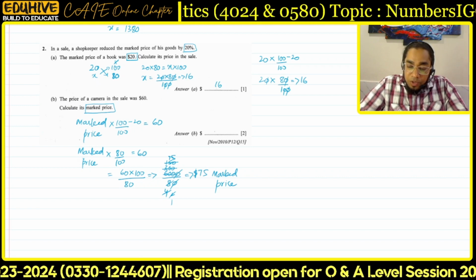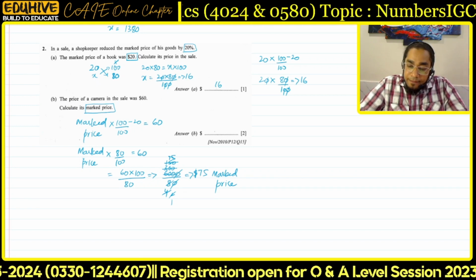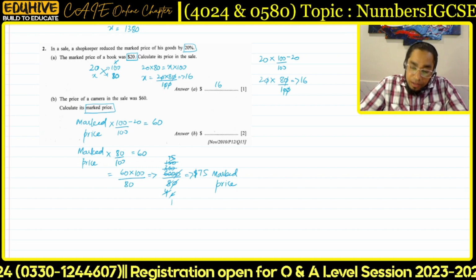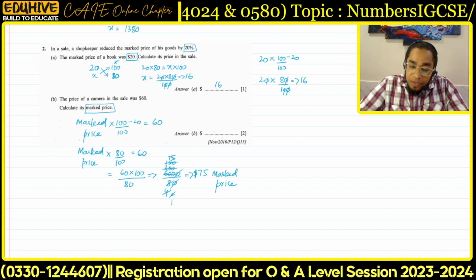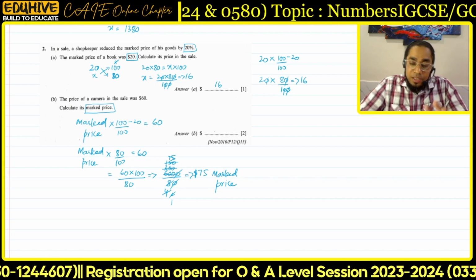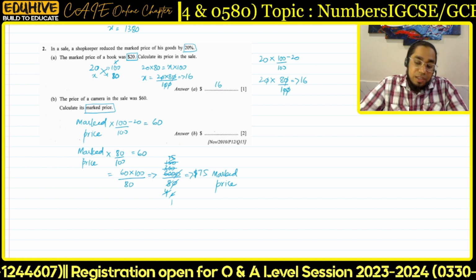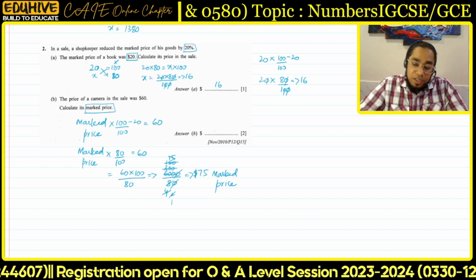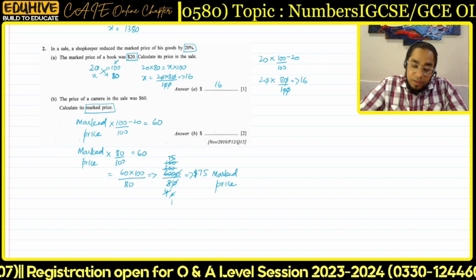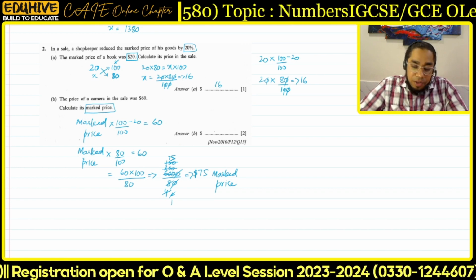Lamia, you were just close. And Maham, I think you just reduced 60 by 20, so that's why you got 48. Yeah, that's a mistake. The original price was not there.